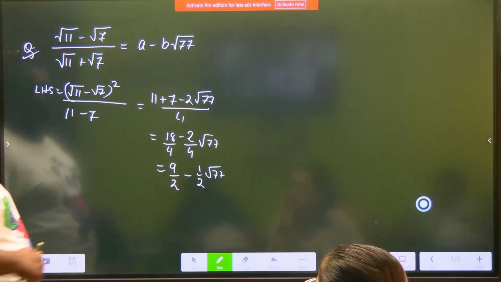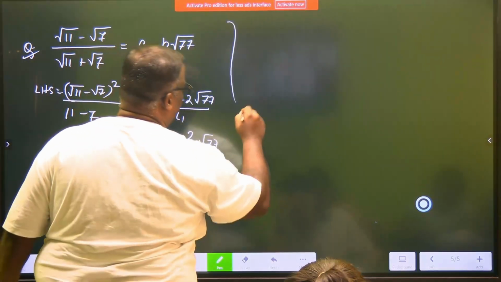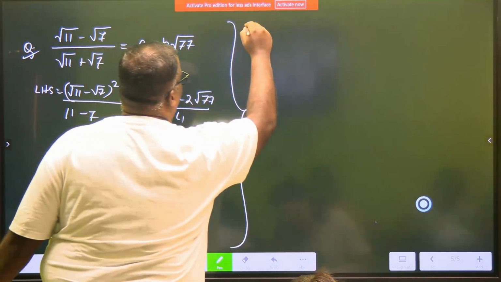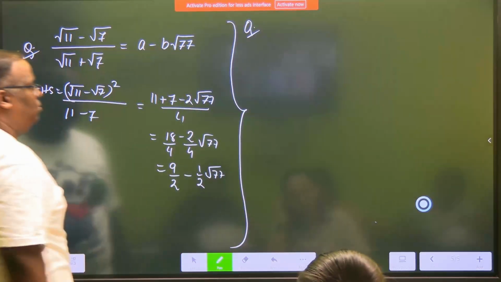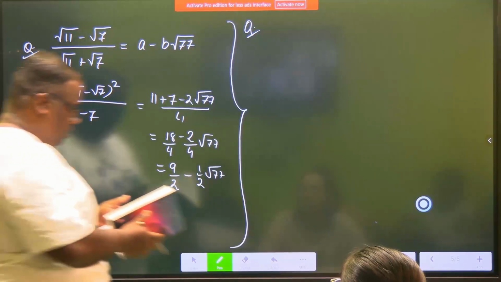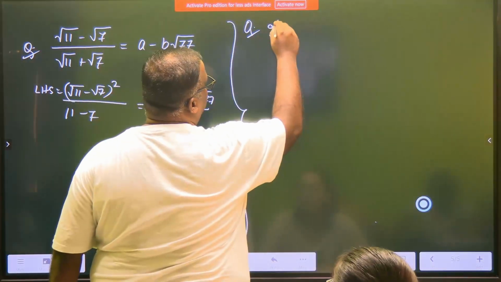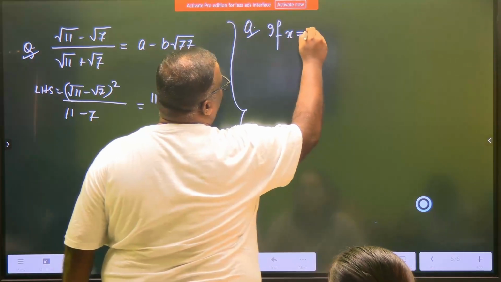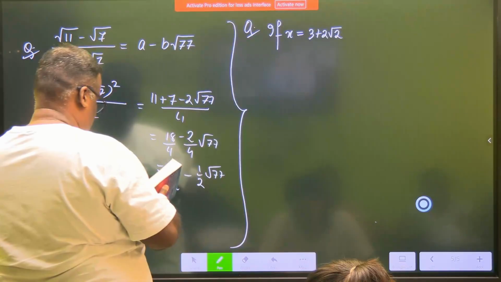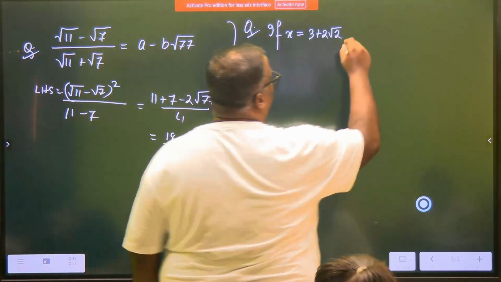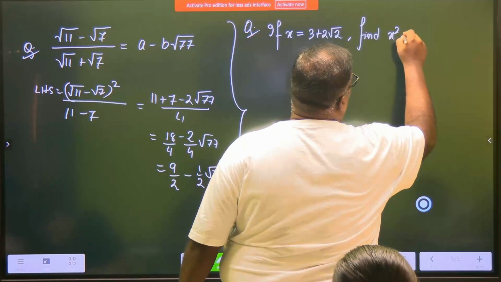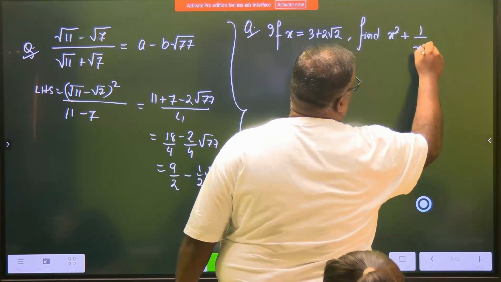Now we will do a problem which many of you must have done in grade 8, but again you will encounter that technique and you will say, sir, मैं भूल गया था. Shall we? चले? Next problem. Next problem says, if x equal to 3 plus 2 root 2, we have a x which is equal to 3 plus root 2. Find x square plus 1 by x square.